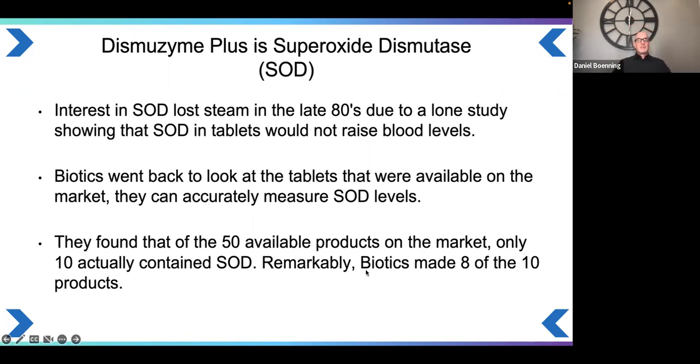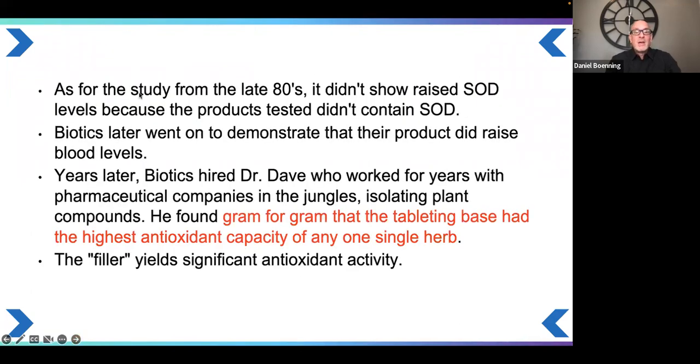Now, that may seem like I'm touting us or we're a little bit biased. I'm just sharing the science because I know this product works. And this is why SOD got a bad rap in that one study a long time ago, because SOD really wasn't in the products that were utilized. So the study from the late 80s didn't show raised SOD because the product didn't test to contain SOD. We later on went to show that you could raise the levels in blood.